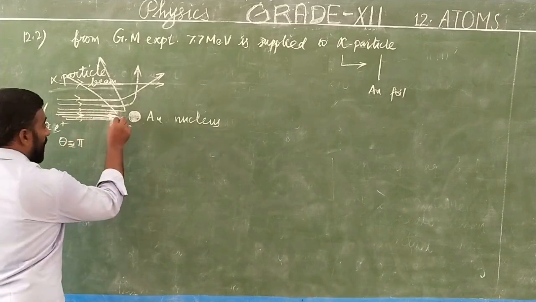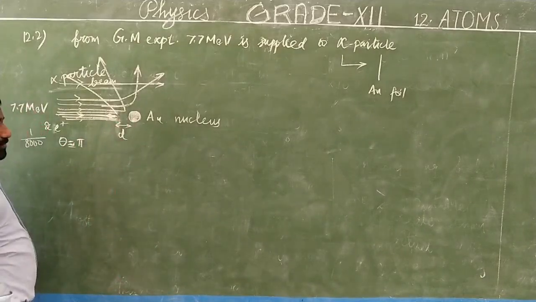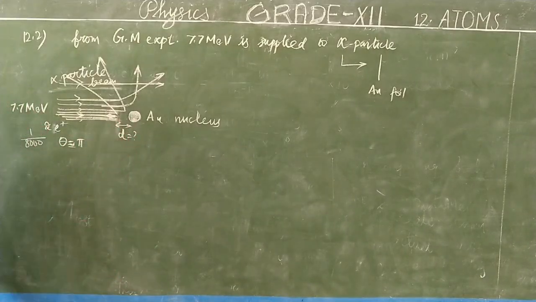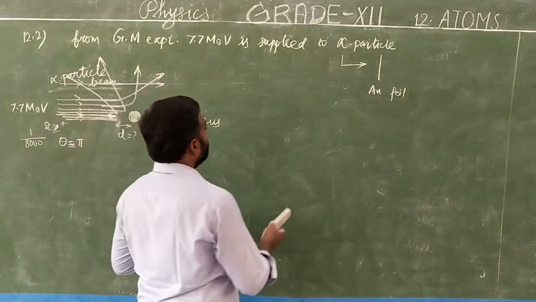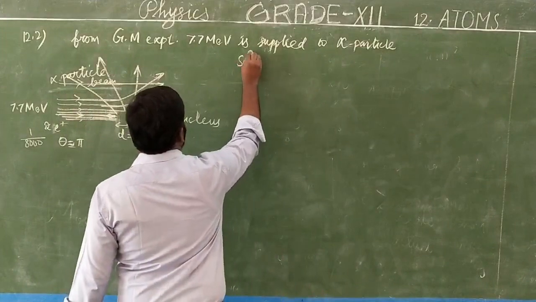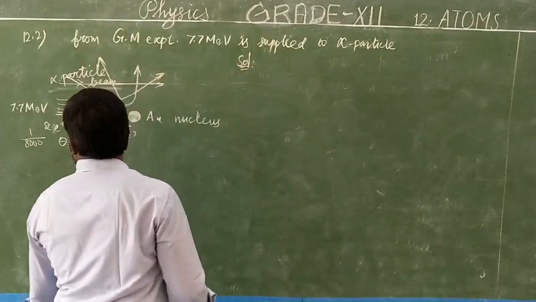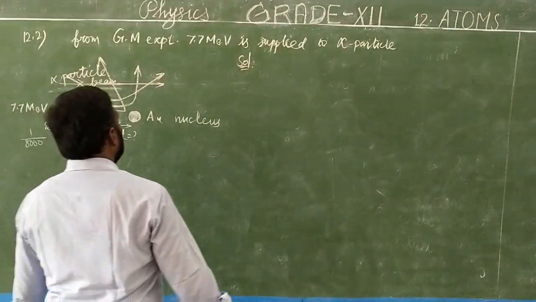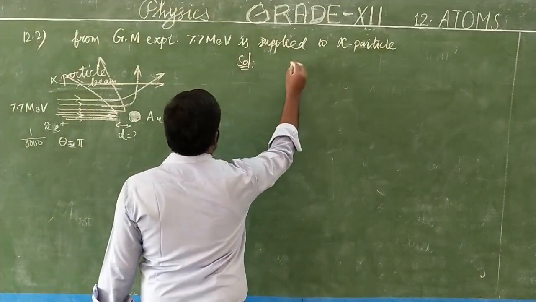So what is the distance of closest approach? This value only we are going to determine. Are you clear about the question? Okay. So the solution comes like this. Look at the solution. Okay. We take and write the given values.